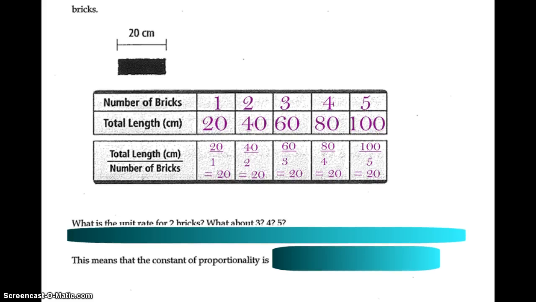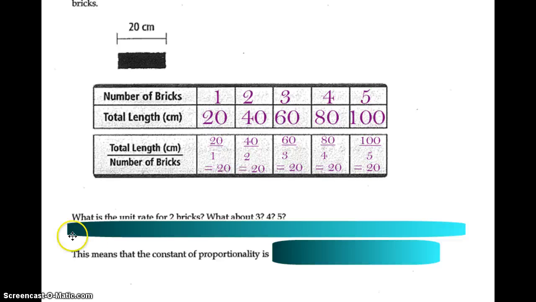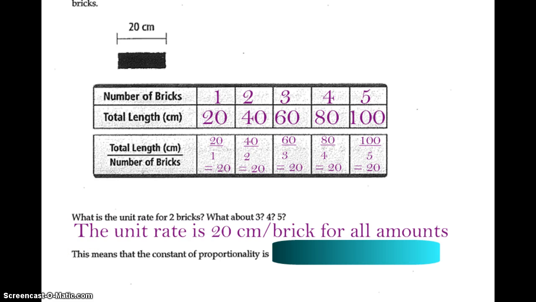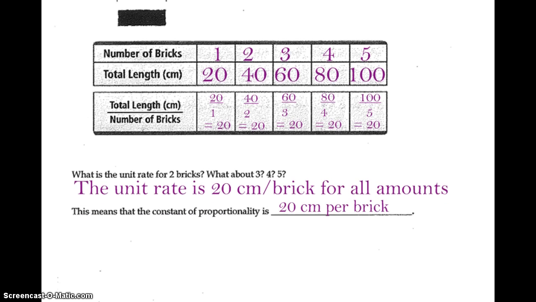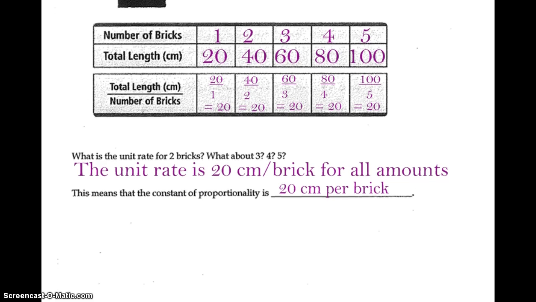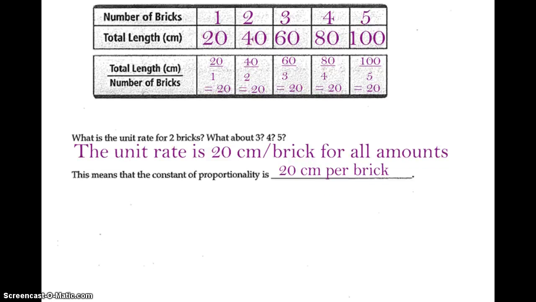The next question says, what is the unit rate for 2 bricks? What about 3, 4, and 5? Well, if you're trying to find unit rate, the unit rate is 20 centimeters per brick for all amounts. So the unit rate occurs when you actually simplify to that ratio that we get for each of the options. This means that the constant of proportionality is 20 centimeters per brick. So your constant of proportionality is the same as your unit rate. It's just that with a unit rate, you're actually going to include the units, centimeters and bricks.